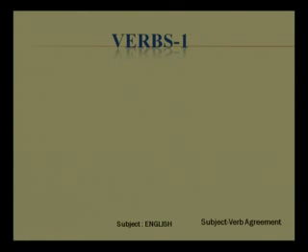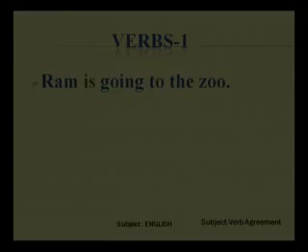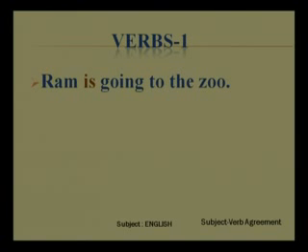Now we have to look at verbs. Ram is going to the zoo. Now Ram is the subject. What is the action of Ram? The action of Ram is going. He is going somewhere. He is going to the zoo. So is going is a verb. Going is the main verb with the ing form, and is is a helping verb, which indicates that it is in present continuous tense, and Ram is singular. That's why we have used is.